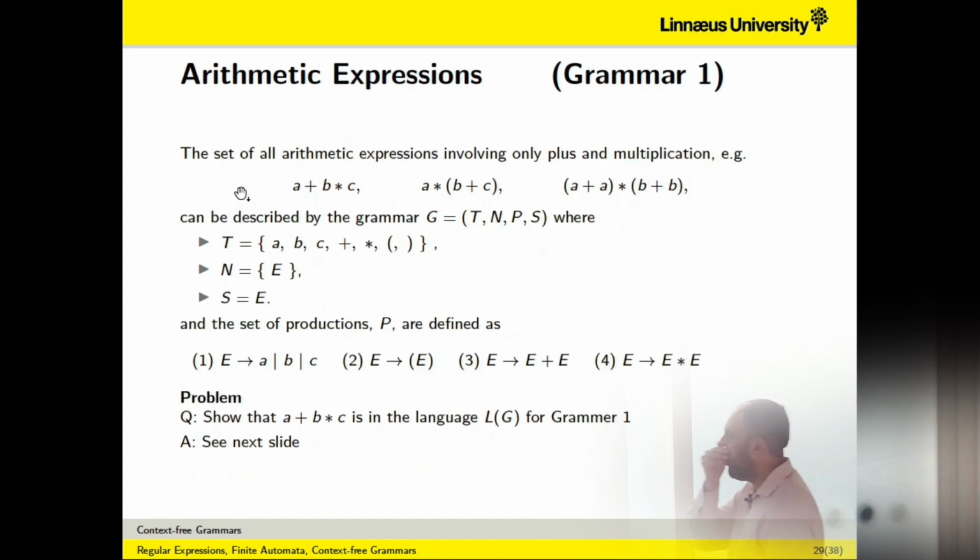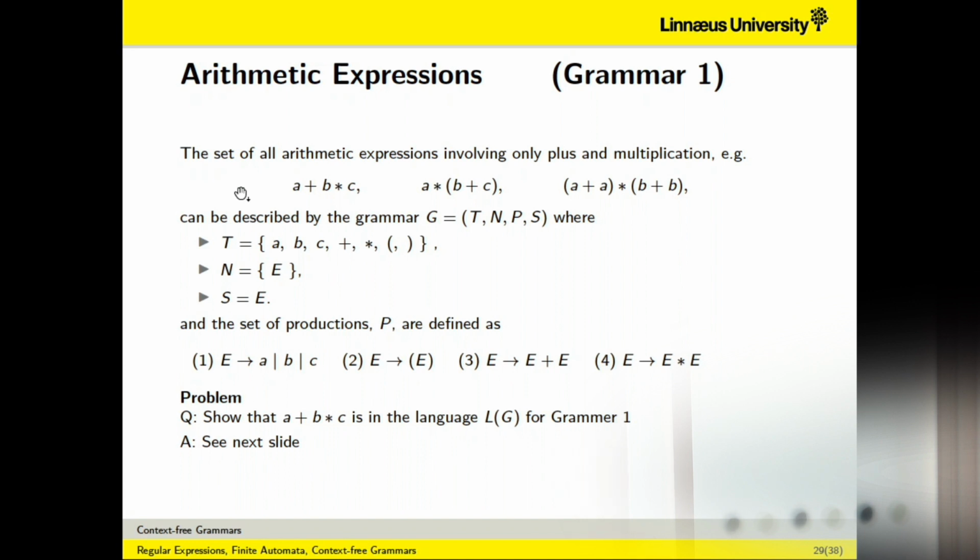Here is another example. We want to define a language for arithmetic operations, plus and multiplication, that could also involve small parentheses. So the basic symbols, the alphabets, the terminals, are a, b, c, and then a plus and multiplication, and also the opening and closing parentheses. These are the part of our alphabets or terminals.